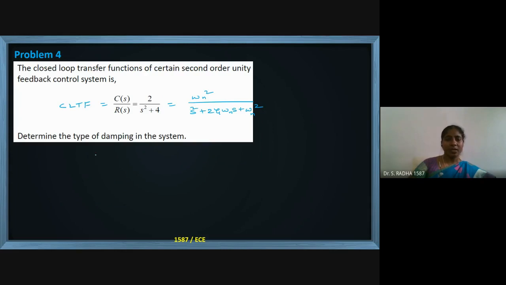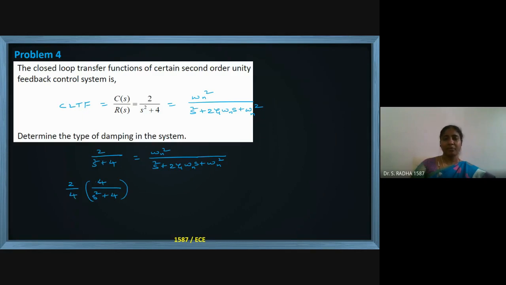So what I will do is take 2 by s square plus 4, and then omega n square by s square plus 2 eta omega n s plus omega n square. First, I will adjust the numerator with the denominator last term. The denominator last term is a constant, so I will put this 2 aside. In the numerator I will take 4 divided by s square plus 4. Then I am multiplying with 4, so I will divide by 4. The value will not change.